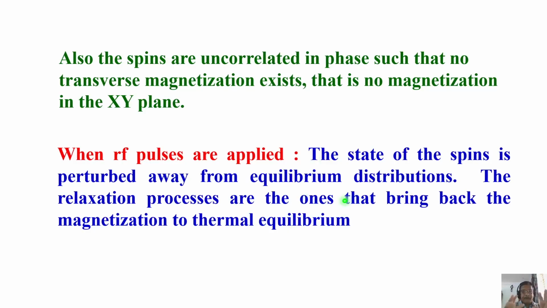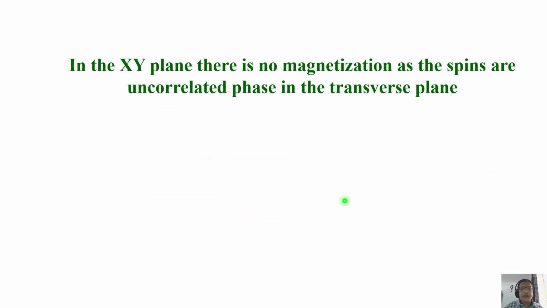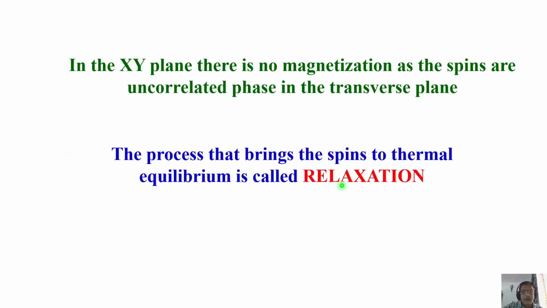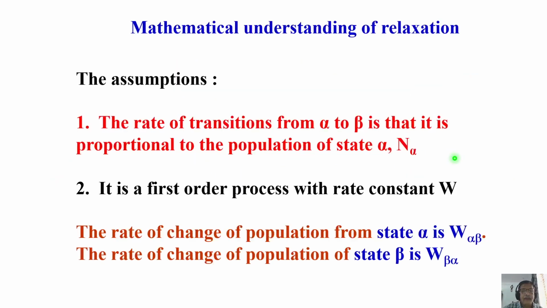There are two types of relaxation. We'll go ahead and understand. This is one type of relaxation where magnetization has to come back and grow along the z-axis. Of course, as I said, there is no magnetization in the XY plane because the spins are uncorrelated in the transverse plane. I already told you. The process that brings the spins to thermal equilibrium is called relaxation.